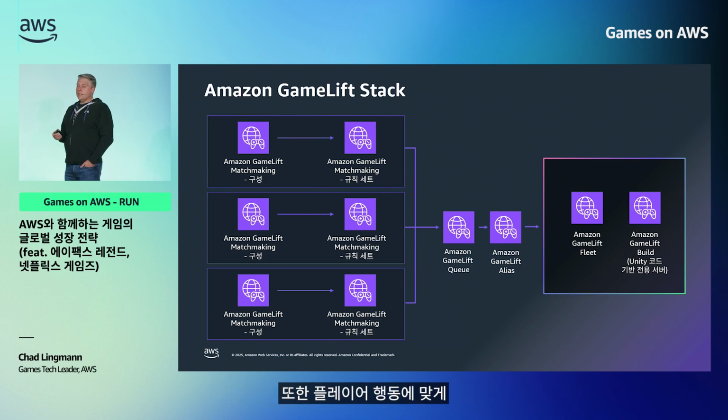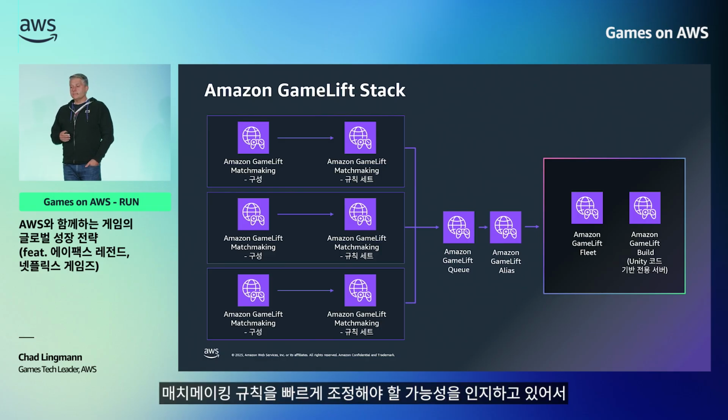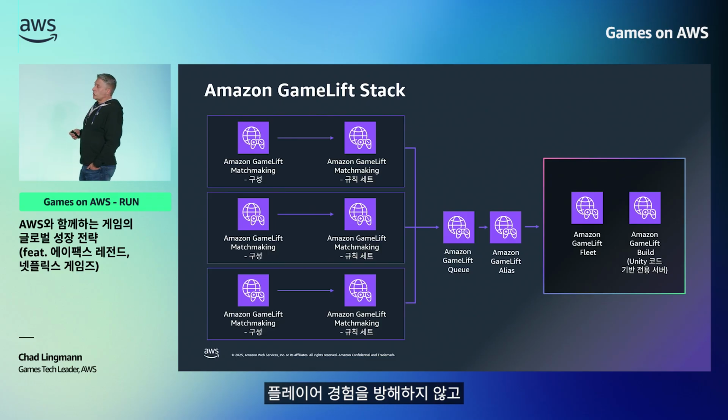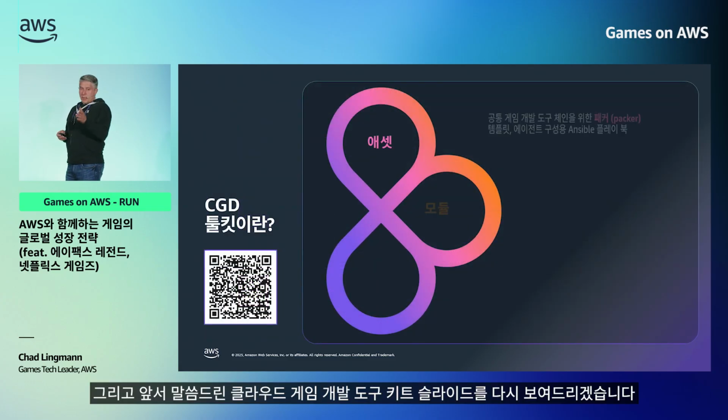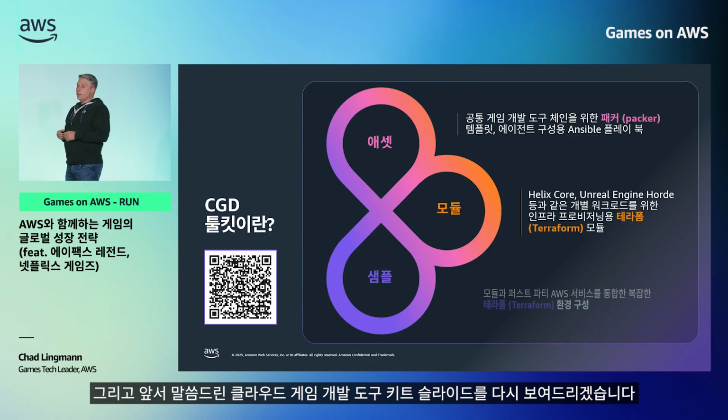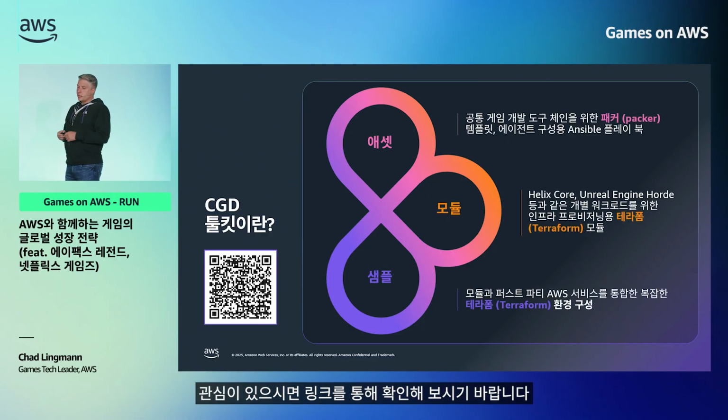Since they knew they would likely need to make rapid changes to matchmaking rules, adjusting the player behavior, they built a special deploy process which pushed the matchmaking changes live with no interruption to player experience. And since I mentioned it, here's the Cloud Game Development Toolkit slide from the keynote again, so you can grab a link if you'd like to check it out.